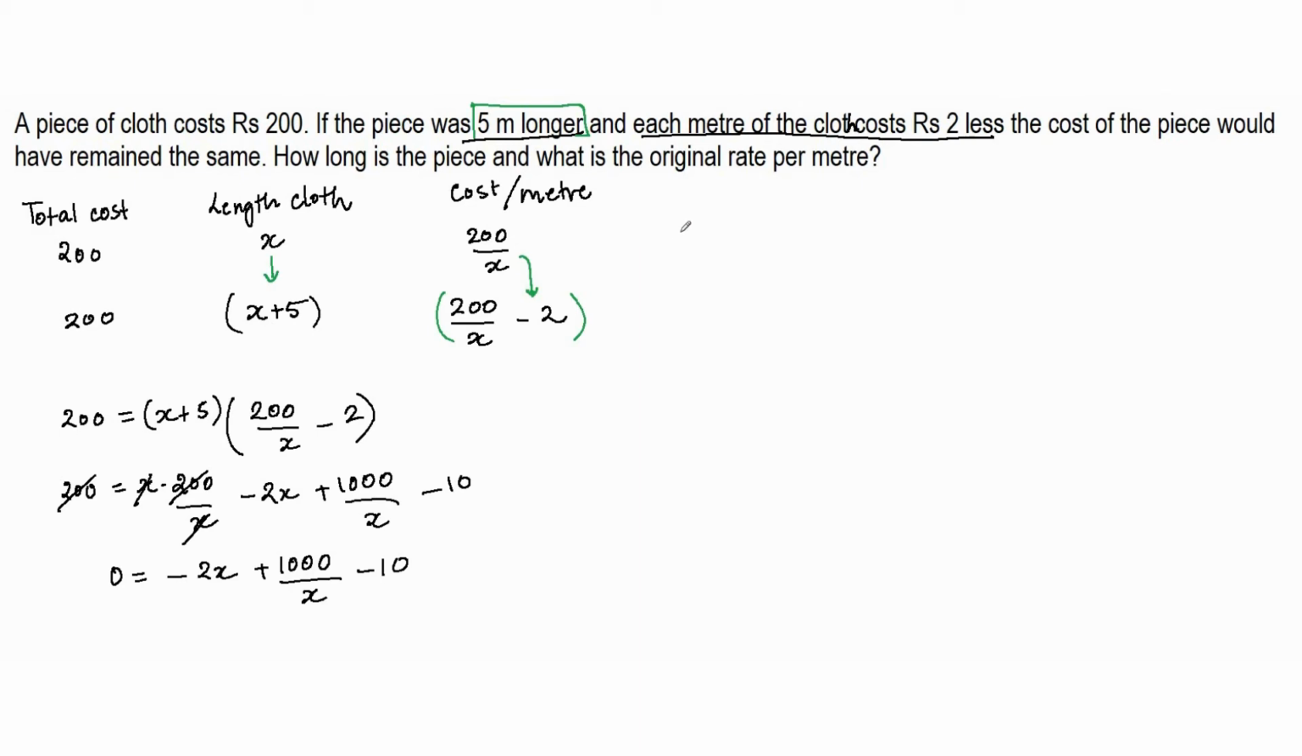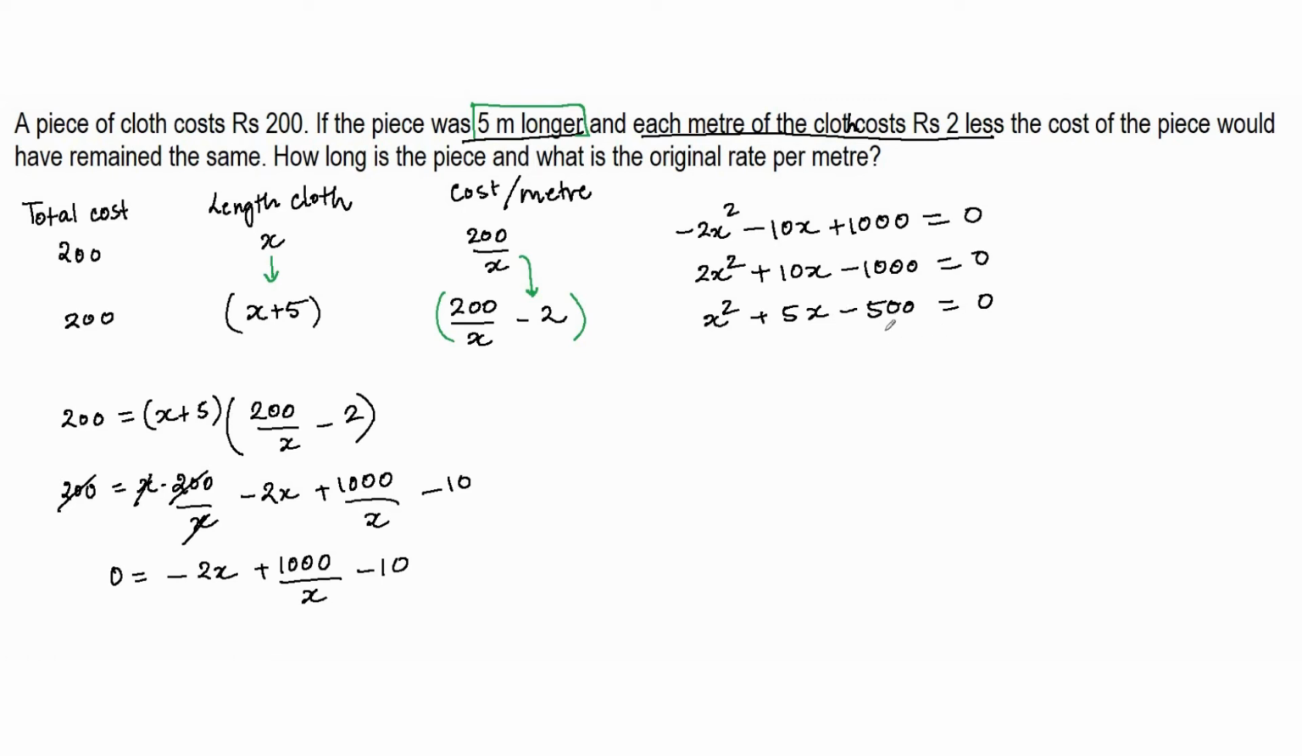Multiplying throughout by x, I get minus 2x square minus 10x plus 1000 is equal to 0. Of course, I can multiply by minus 1 and I get 2x square plus 10x minus 1000 equals 0. And now let's divide by 2. So x square plus 5x minus 500 is therefore equal to 0. Not difficult to find the combination. It's 25 and 20. Of course, the larger number is positive and the smaller is negative. So I get x plus 25 into x minus 20 equals 0, and therefore x is either negative 25 or positive 20.